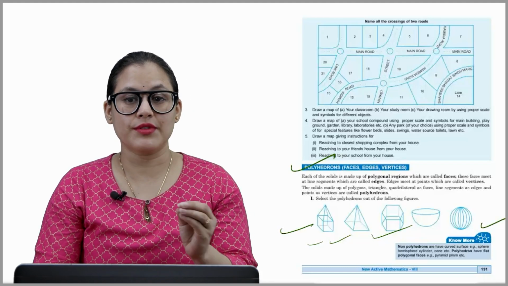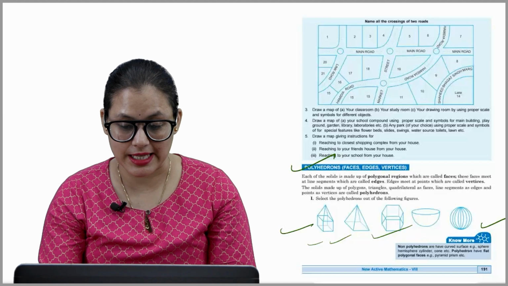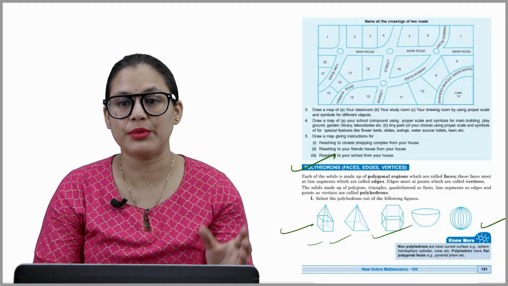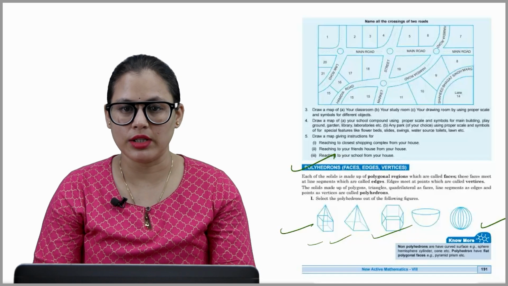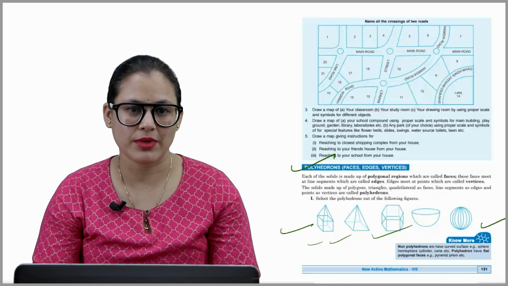Non-polyhedrons have curved surfaces, like in these two figures. Okay, examples: sphere, hemisphere, cylinder, cone, etc. Polyhedrons have flat polygonal faces, examples: pyramid, prism, etc. Okay.